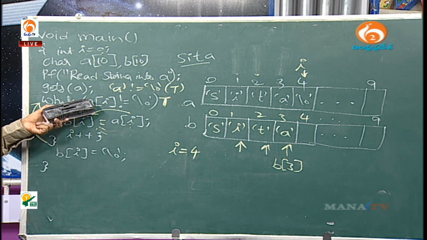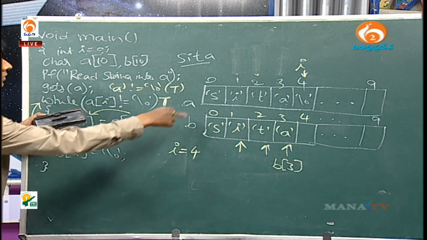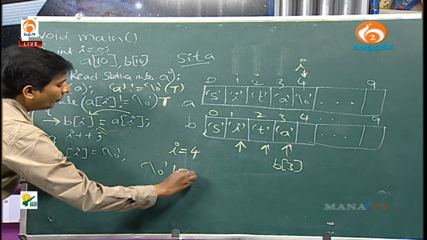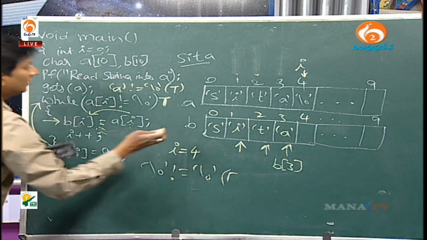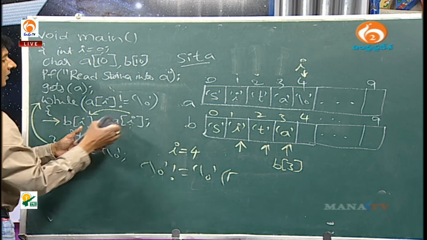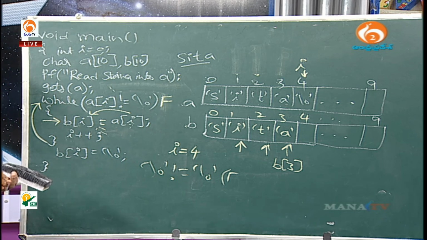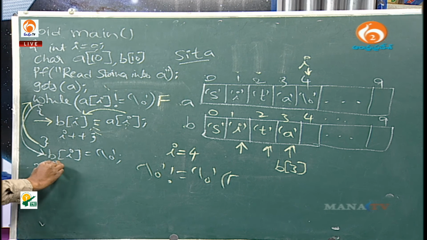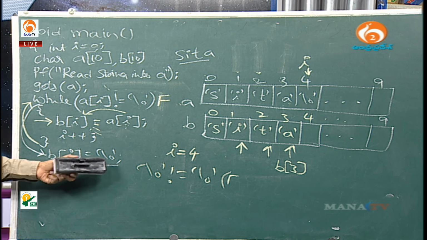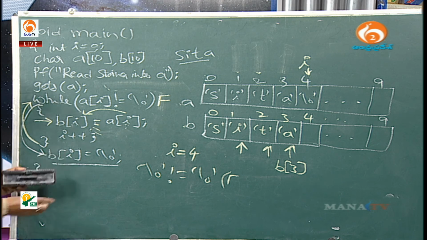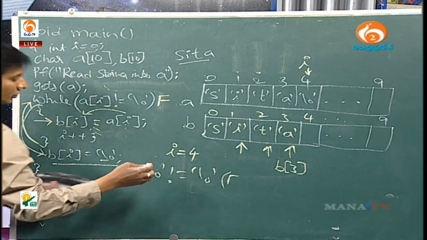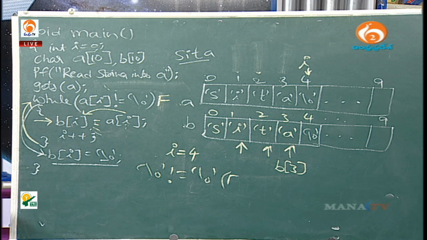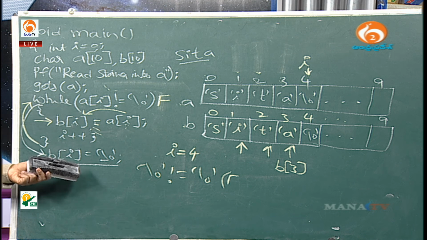Next, A of I means A of 4, which is backslash 0, is not equal to backslash 0, which is false. Now the condition becomes false, control comes out of the while loop. Now the control comes to B of I equal to backslash 0, I means 4, B of 4 equal to backslash 0. That is it. We have copied one string into another string.